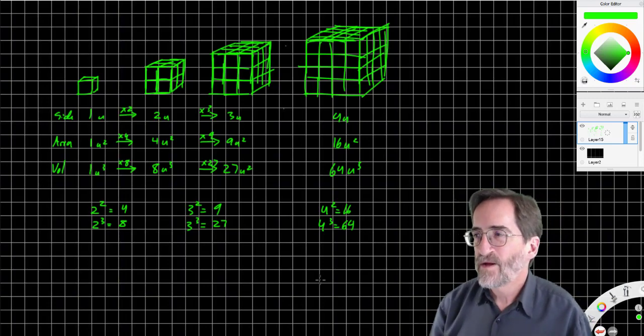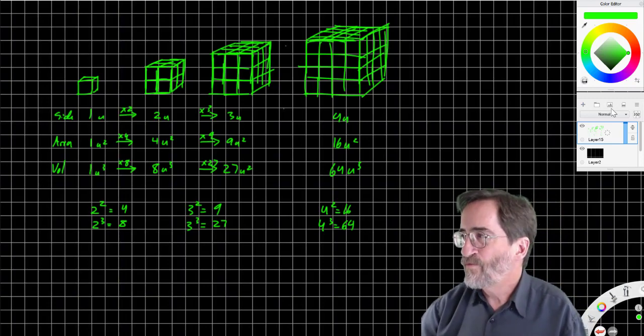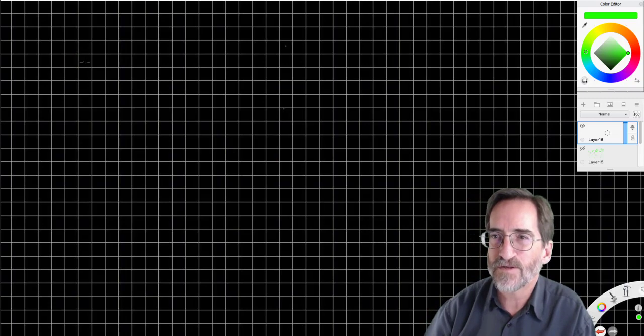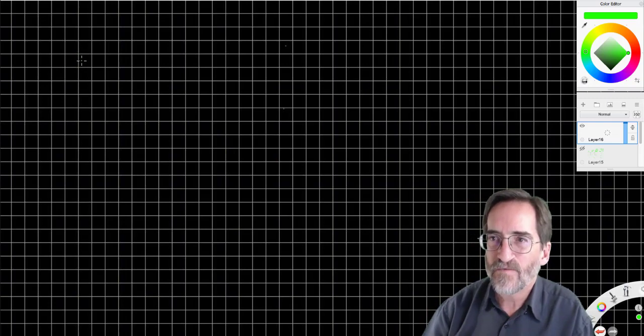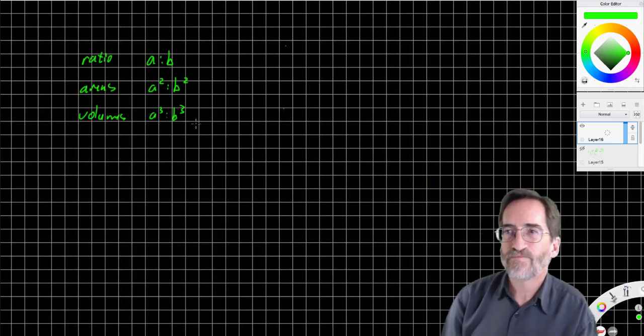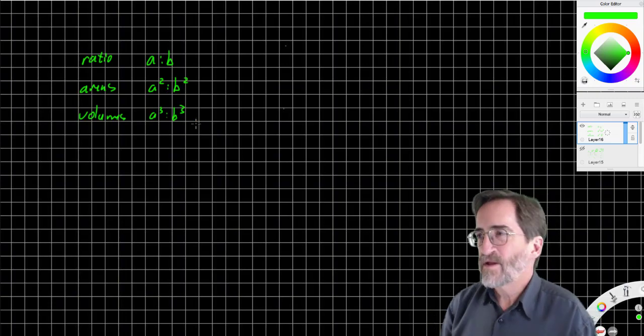And so here's the rule. Here's the pattern that's going on. If we have two similar solids with a ratio of dimensions of A to B, then the ratio of areas is going to be A squared to B squared. And the ratio of volumes is going to be A cubed to B cubed. Let me give you an example here.